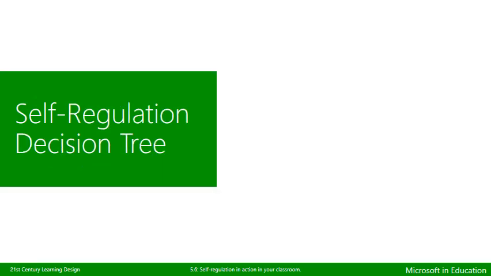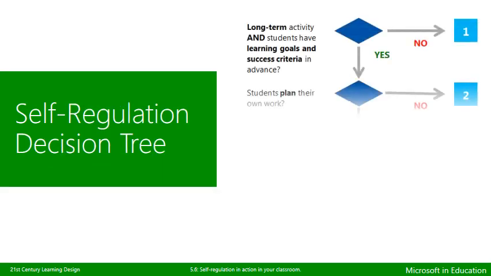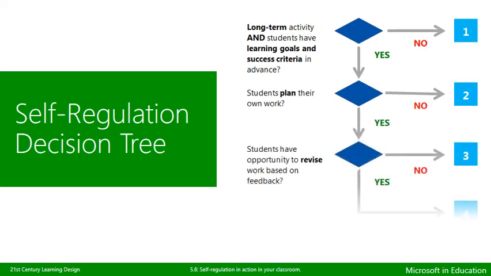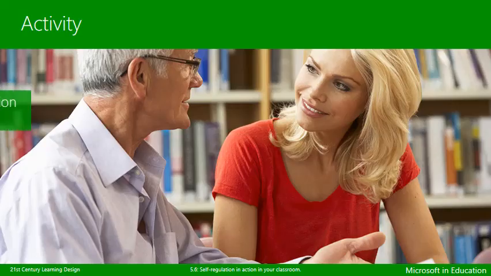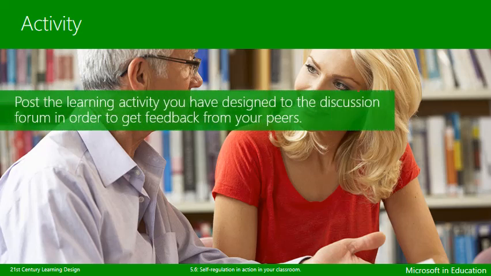Keeping the self-regulation rubric and decision tree in mind, select a learning activity that your students will engage with in the near future. Can you design learning opportunities so that the learning activity provides sufficient time and the students are aware of the learning goals and success criteria from the start of the activity? Will your students be required to plan their own work and to revise their work based on feedback? What we would like you to do is post the learning activity you've designed to the discussion forum in order to get feedback from your peers.